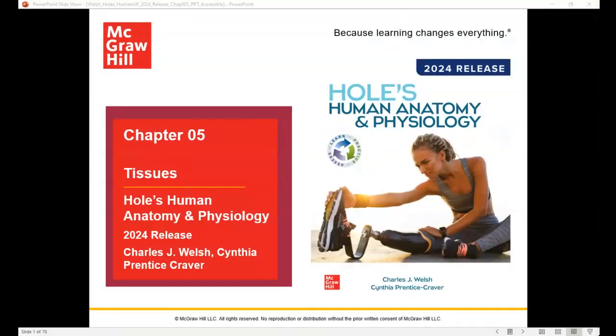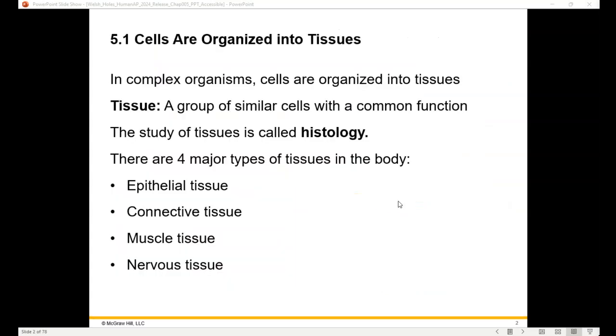In this recording, we'll talk about tissues. So you remember in the hierarchy, we said that you start with chemicals and make up cells, and the group of cells come together for common function, and they form tissues. So that's what we're talking about.